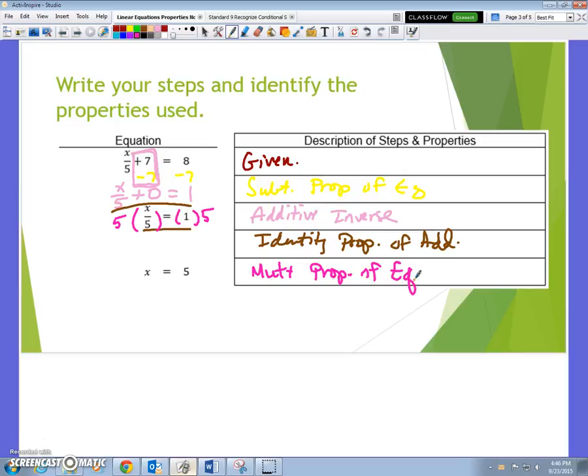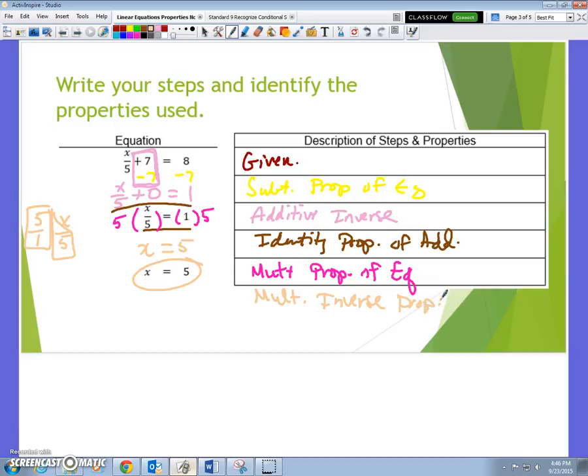But what I'm actually doing is multiplying by the reciprocal. 5 over 1 times x over 5. 5 and 1/5 are reciprocals, or inverses. So when I simplify this to x equals 5, what I did was multiply inverses, so the multiplicative inverse property.